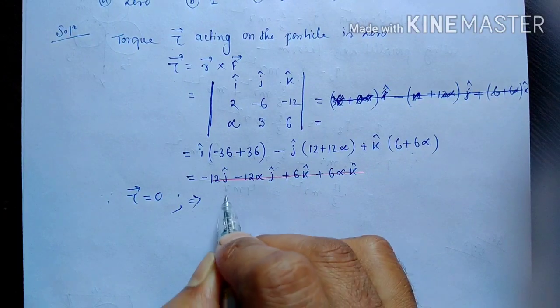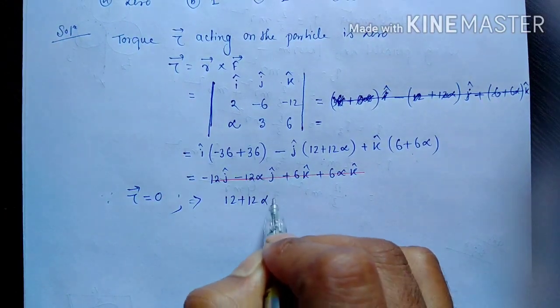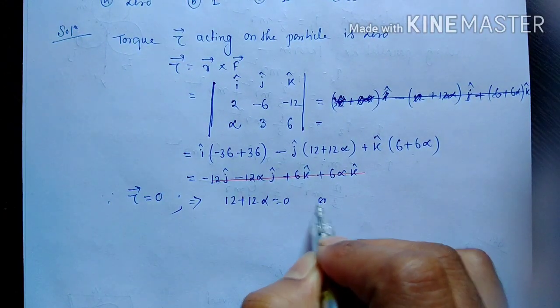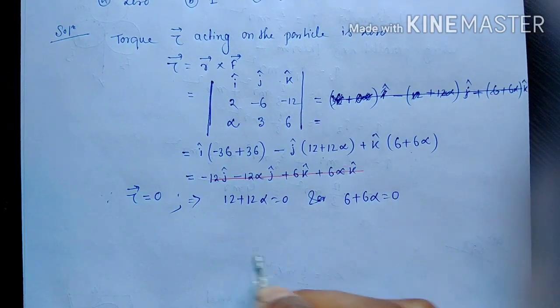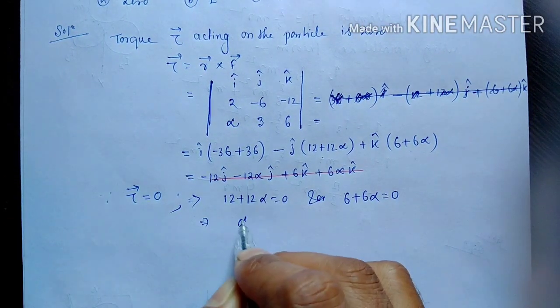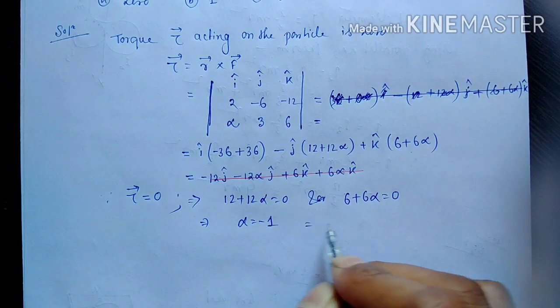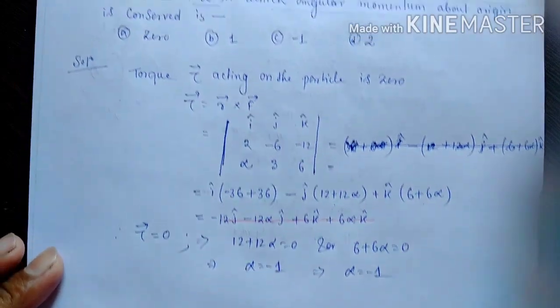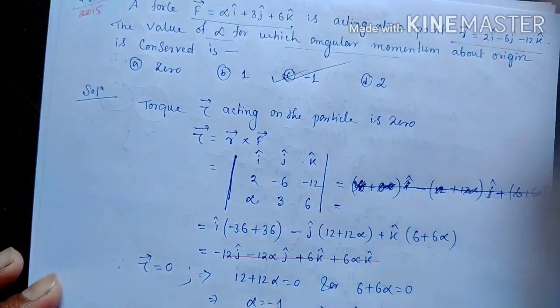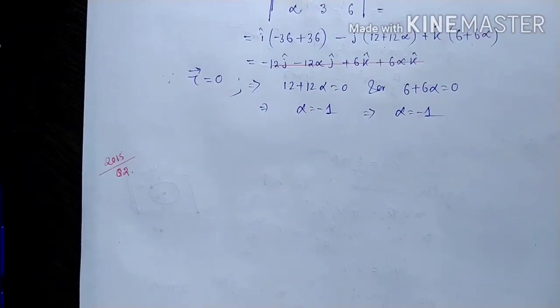So we can write 12 plus 12 alpha is equal to 0 and 6 plus 6 alpha is equal to 0. From both the cases we are simply getting alpha is equal to minus 1. So our answer is option number C. Let's move to the next question.